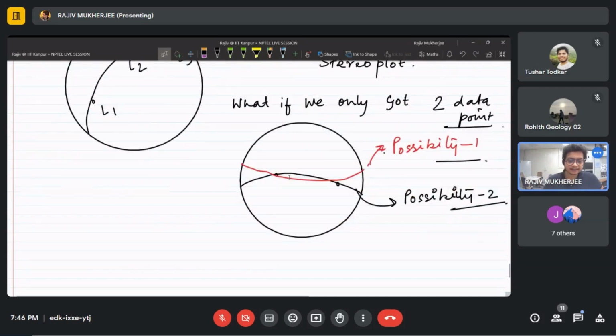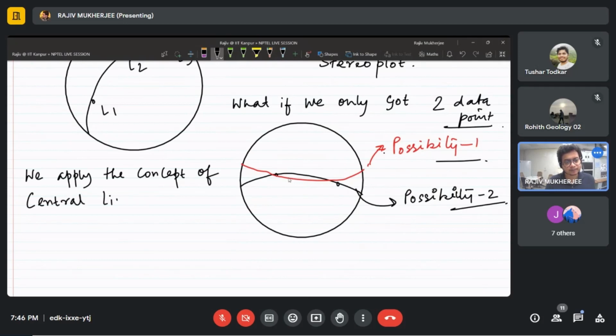So in that case, we apply the concept of central limit theorem in statistics. The central limit theorem of statistics, of the statistical quality of the data.